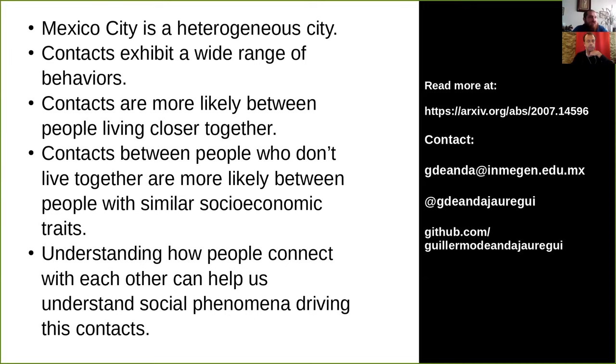So to wrap up, we have this large data set of information about connections in Mexico City. And what we're using it for right now is to orient public policy interventions and to tailor them to the different sectors of society.